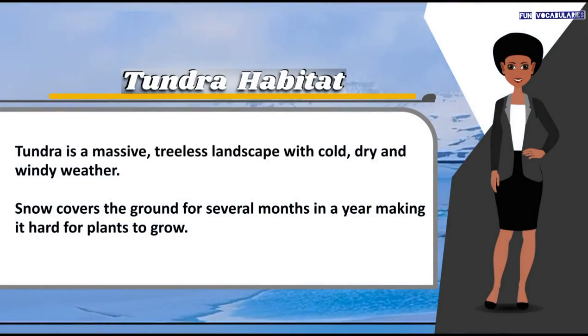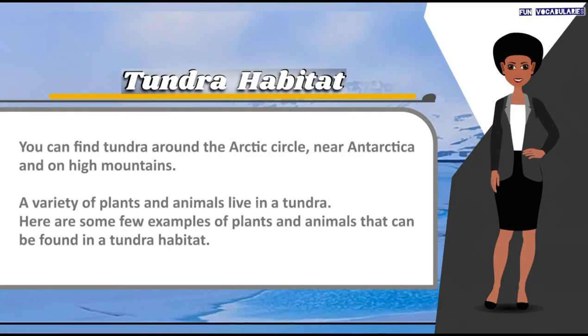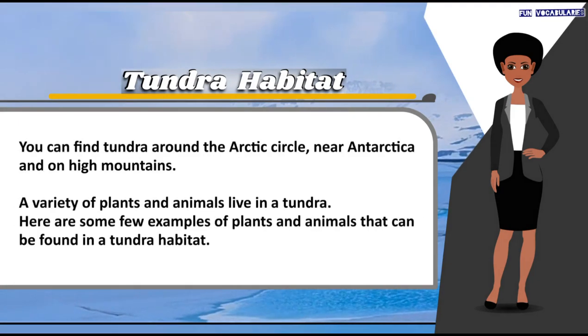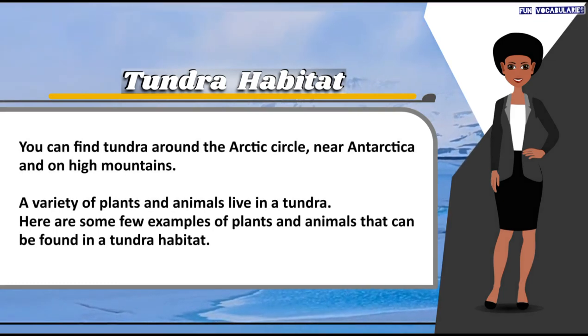Tundra is a massive treeless landscape with cold, dry, and windy weather. Snow covers the ground for several months in a year, making it hard for plants to grow. You can find tundra around the Arctic Circle, near Antarctica, and on high mountains.